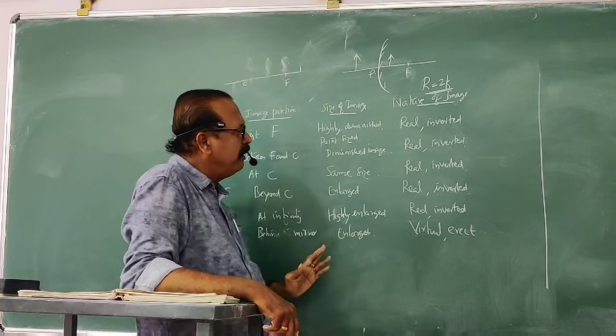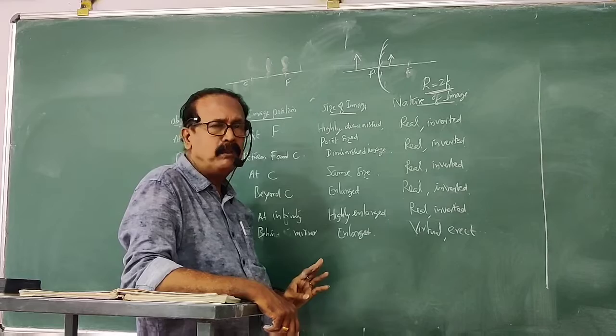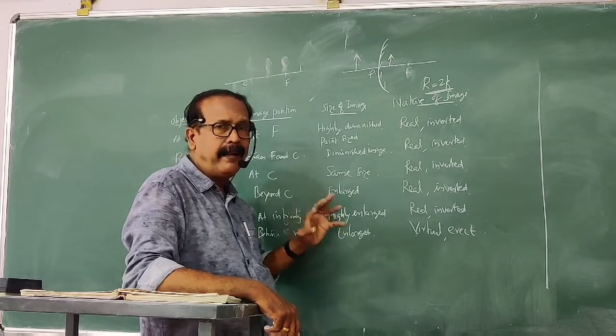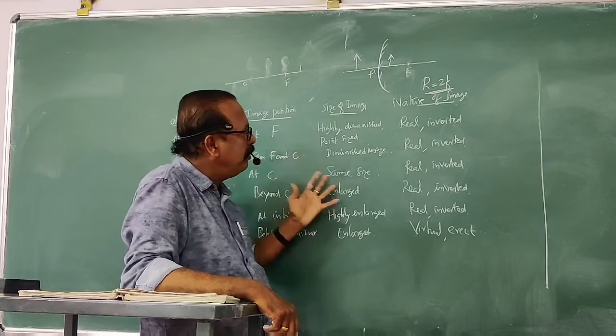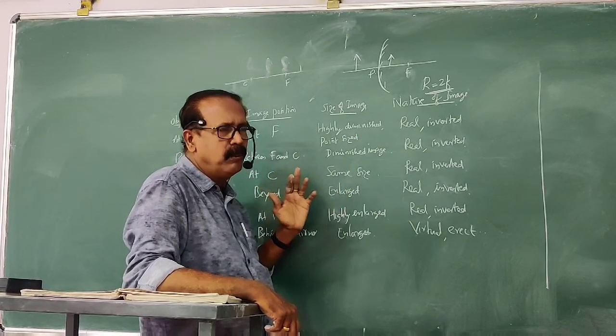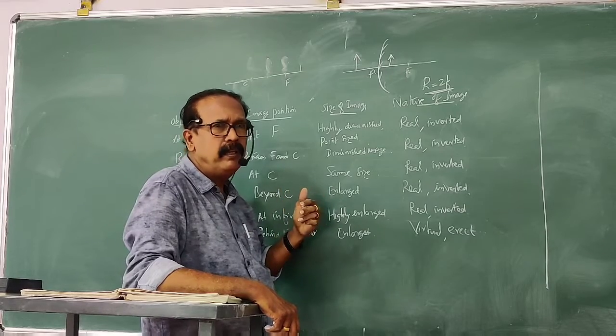All these properties we will draw and show; we will locate the image positions by drawing what we call ray diagrams. Next class we will do it. I will draw all the diagrams on the board and explain with the help of the diagrams. That will be more convenient.